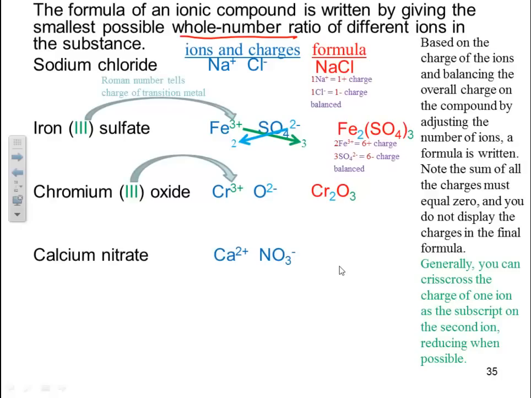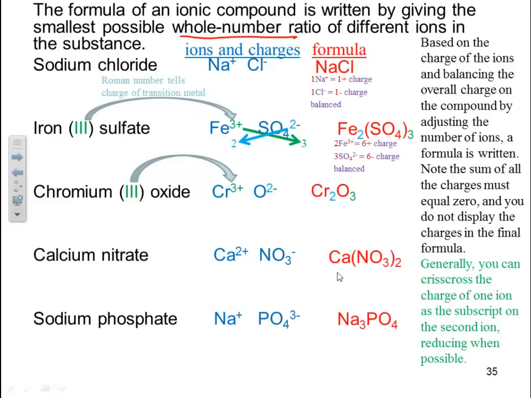Calcium nitrate. Calcium is always a +2. It's in that second column. Nitrate is a memorized polyatomic ion, which has a -1. So if I crisscross this, I'm going to see I need Ca, open parentheses, NO3, close parentheses, subscript 2. Sodium phosphate. Polyatomic ion, PO4 3-, memorized. Sodium is group 1, +1 charge. It's going to need 3 sodiums to every 1 phosphate, so Na subscript 3, PO4.